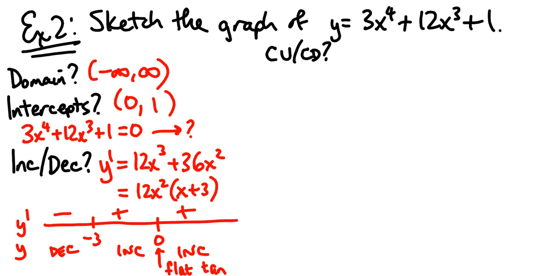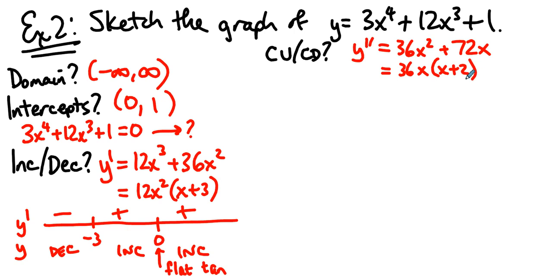Well, let's consider the concave up, concave down question. The concave up, concave down question, we answer with y double prime. We take the derivative of the derivative. That's 36x squared plus 72x. Well, I can factor that. That's 36x times x plus 2, which means on the y double prime chart, there's also 2 things to keep track of, the -2 and the 0. Take a moment, hit the pause button, make sure you know how to make the sign chart for that.